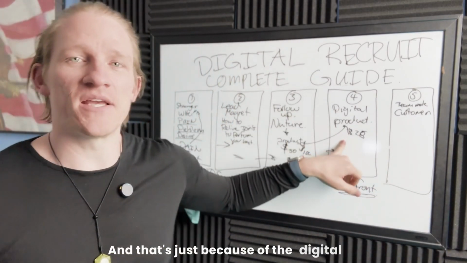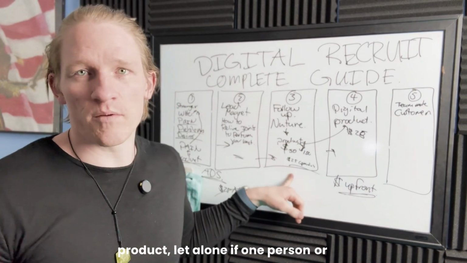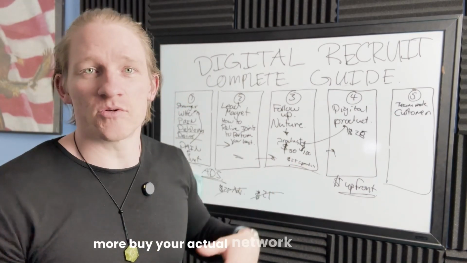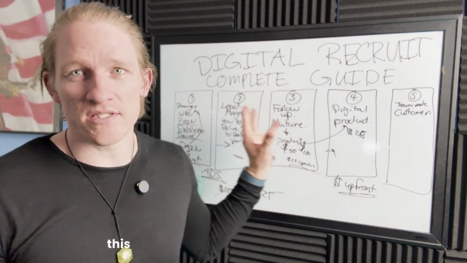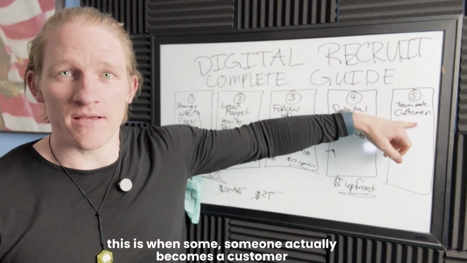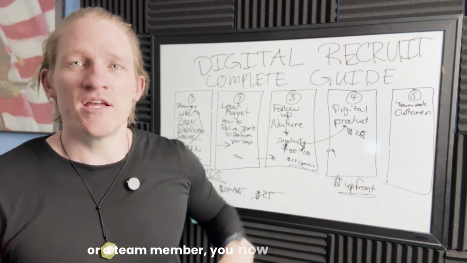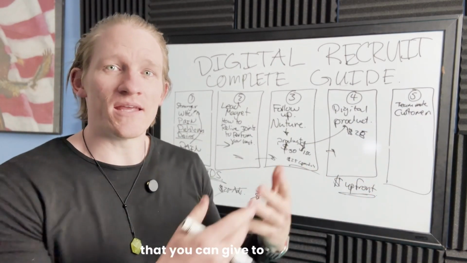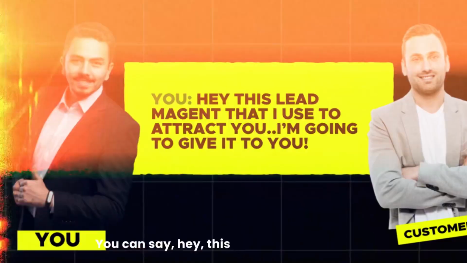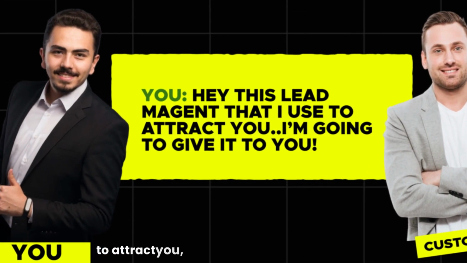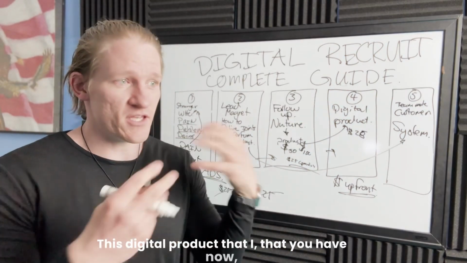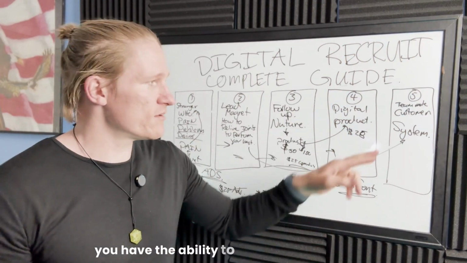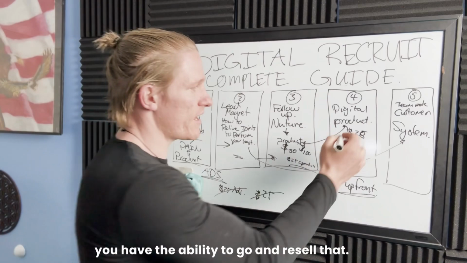And that's just because of the digital product, let alone if one person or more buy your actual network marketing product. Cool thing about having a digital recruiting system like this is when someone actually becomes a customer or a team member, you now have a system that you can give to them. You can say, hey, this lead magnet that I use to attract you, I'm going to give it to you. This digital product that you have now, you have the ability to go and resell that.